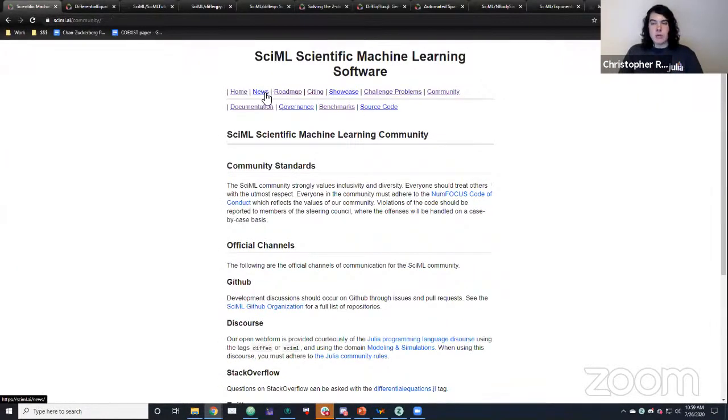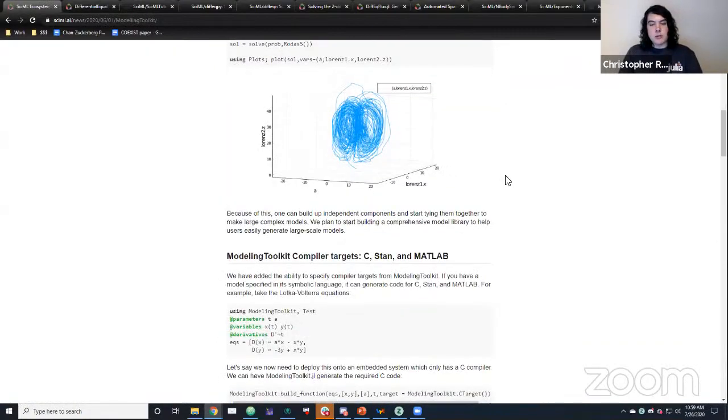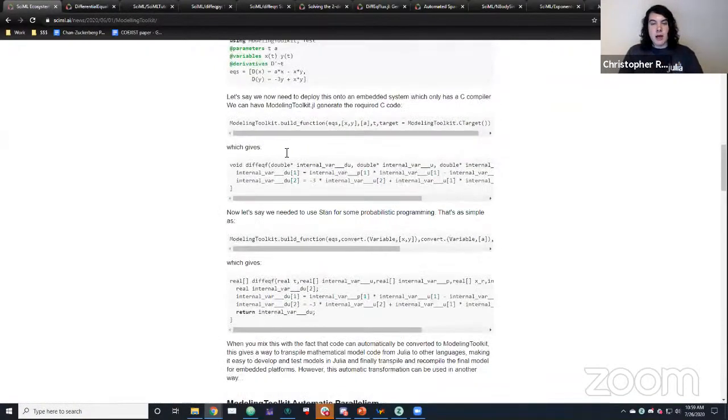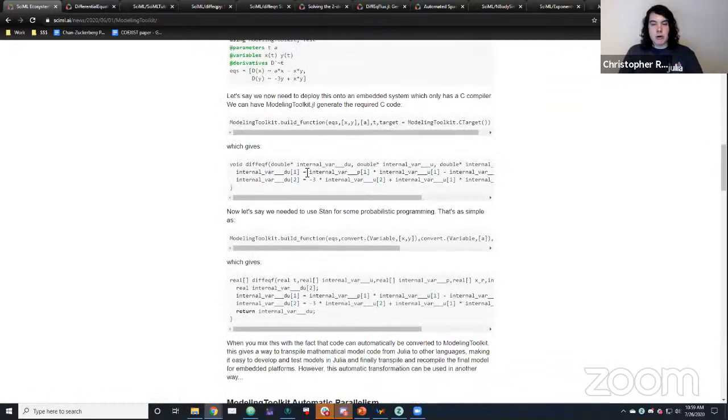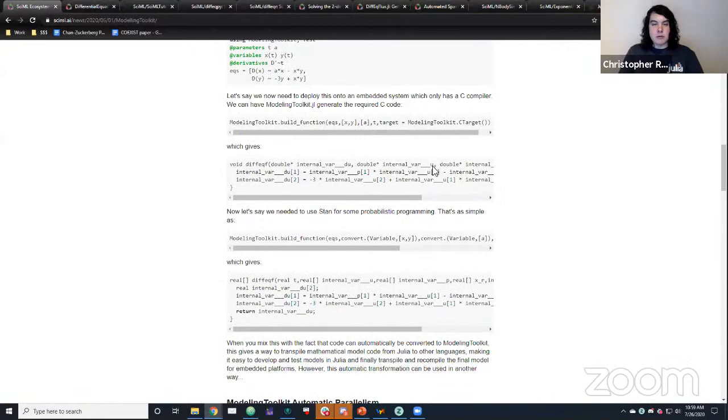If you want to know about all of our newest developments as they come out, you can see our news section. So for example, as things come out, we put out these blog posts that are describing our new libraries and how we can do things like automatically generate code for C, MATLAB, and Stan from these Julia ecosystem tools.